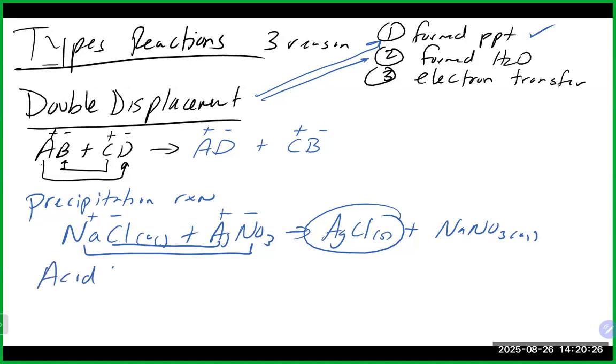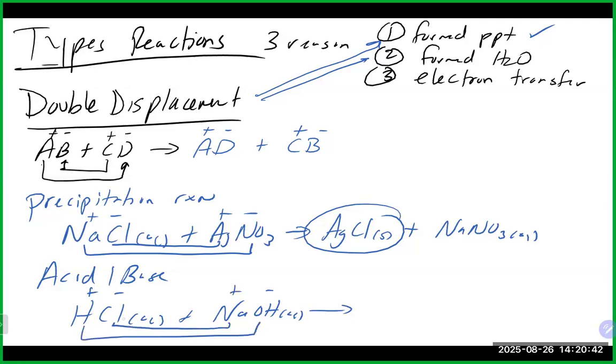Acid-base reactions, which we do a lot in this class, we basically make something like, for example, hydrochloric acid plus some sodium hydroxide. That is an acid base. It is also a double displacement reaction, positive, negative, positive, negative. They switch partners, makes you a little sodium chloride and some water.